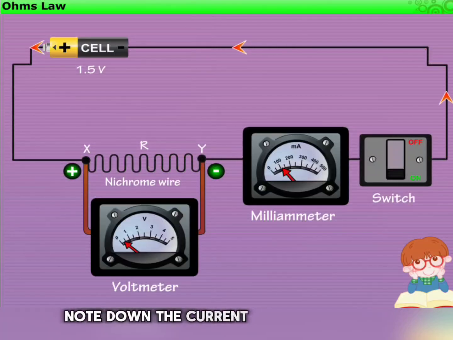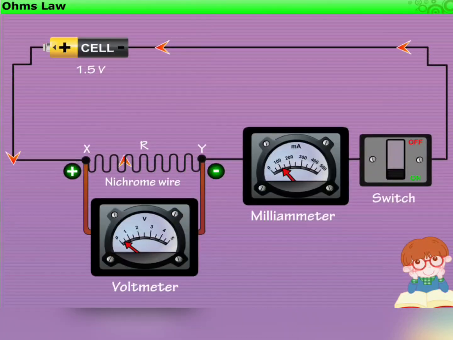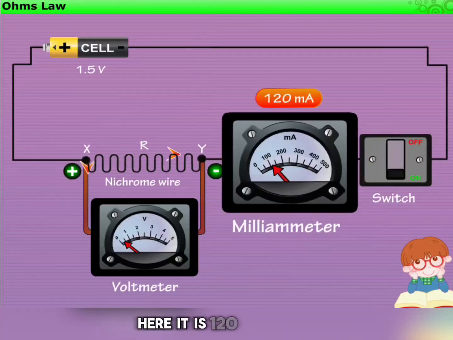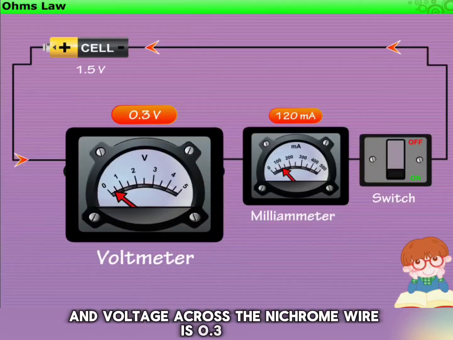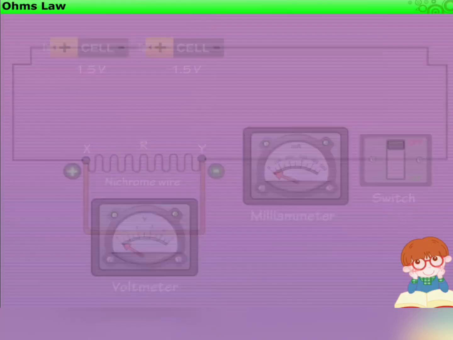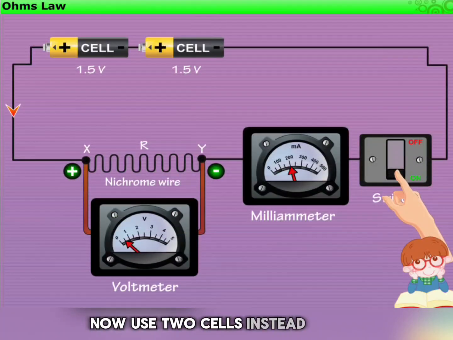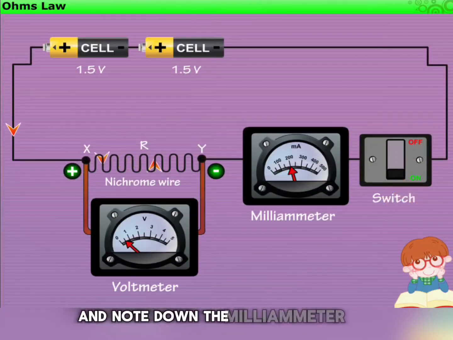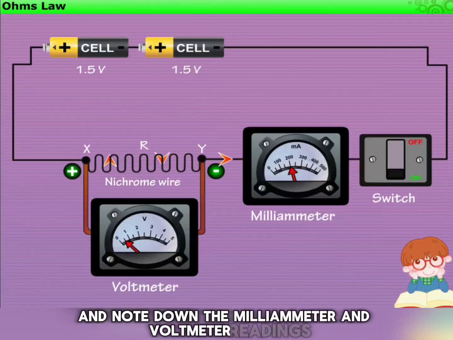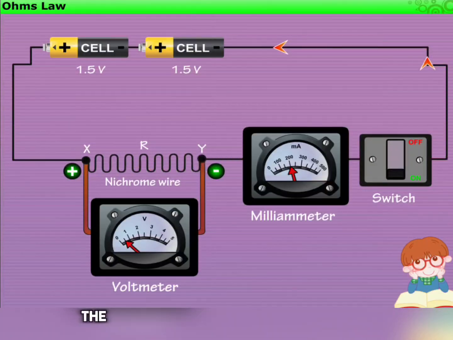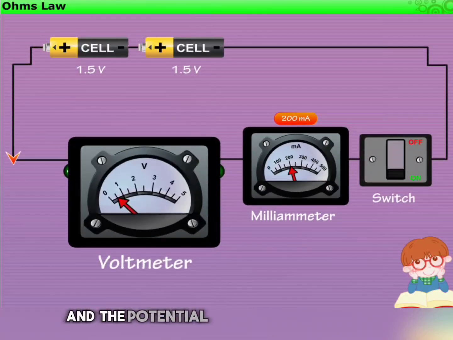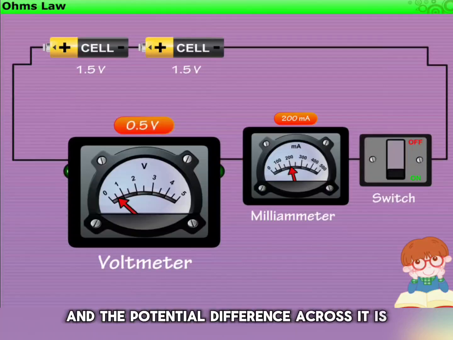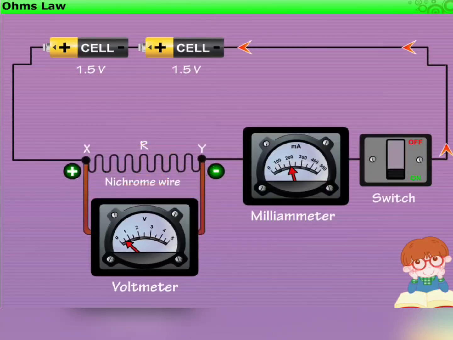Note down the current passing through the conductor. Here it is 120 milliamperes, and the voltage across the nichrome wire is 0.3 volts. Now use 2 cells instead of 1 and note down the milliammeter and voltmeter readings. The current through the wire is 200 milliamperes, and the potential difference across it is 0.5 volts.